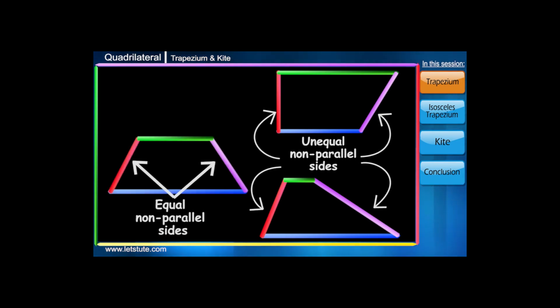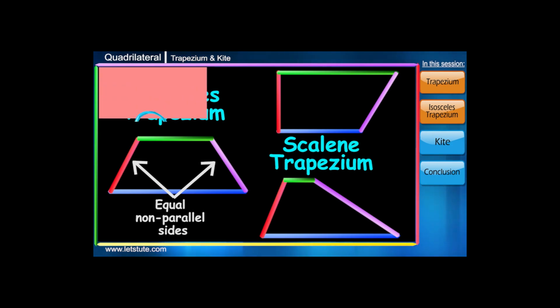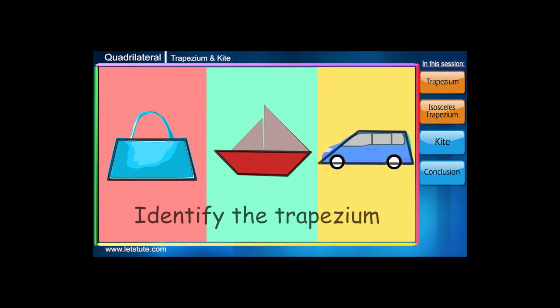Basically, there are only two types of trapezium. When these sides are equal, we call them isosceles trapezium. When they are not, they are simply called trapezium, or we can say scalene trapezium. Here are some real-life examples of trapezium.